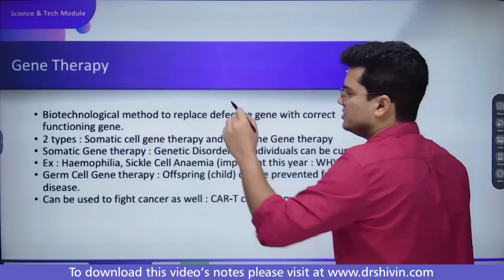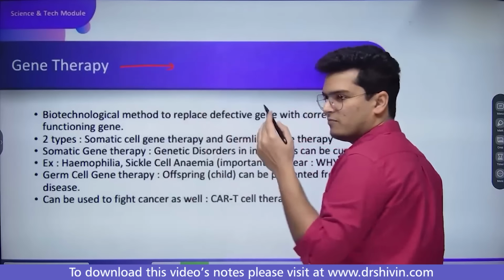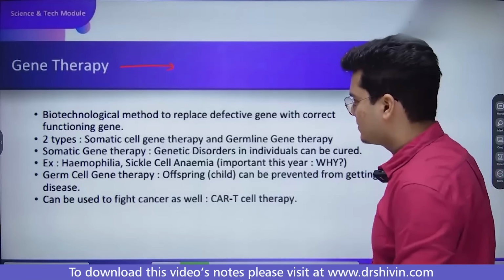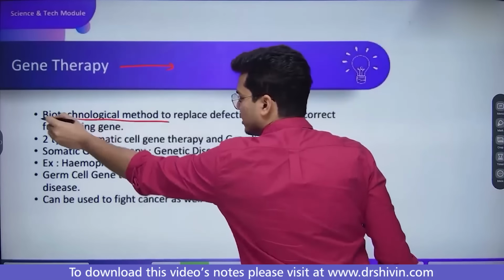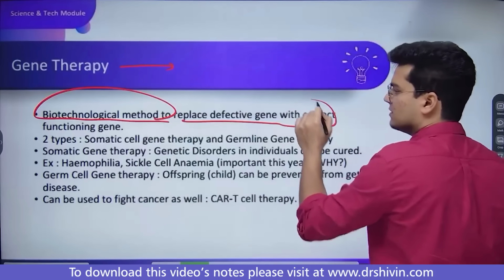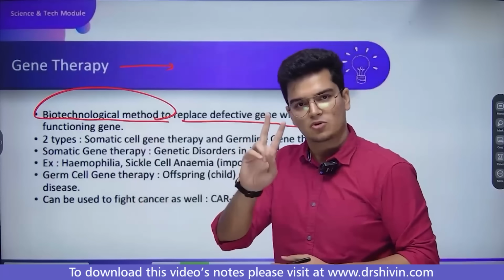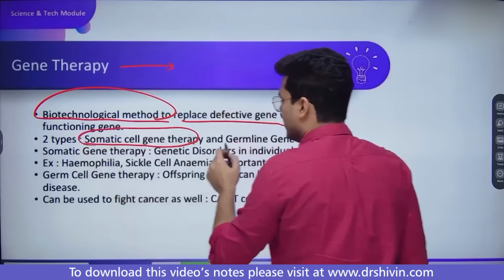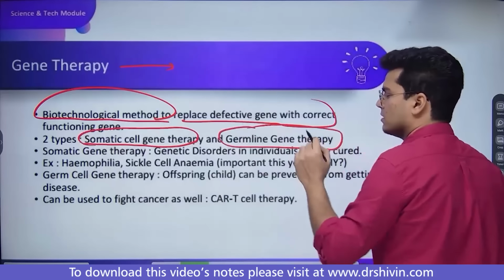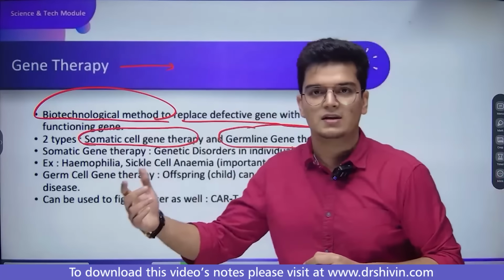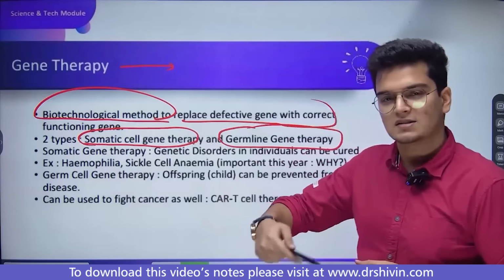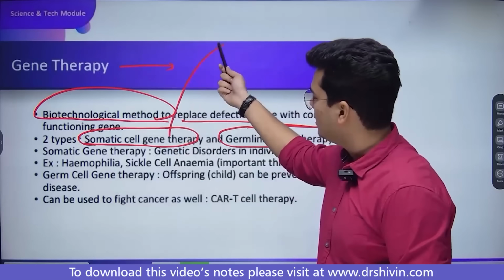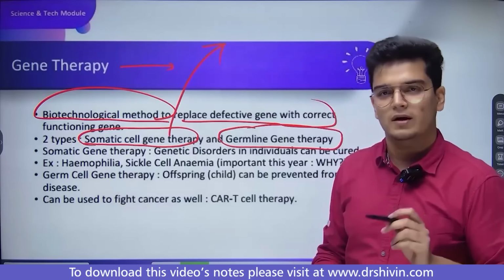Now, gene therapy is obviously part of biotechnology. It is the use of biological technology to make my life easier. It is a biotechnological method to replace a defective gene with the correct gene. There are two types of gene therapy: somatic cell gene therapy and germline gene therapy. If it is germline gene therapy, it will be passed on to my children as well. If it is somatic gene therapy, it is not going to pass on to my children.